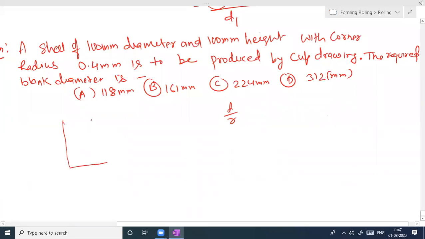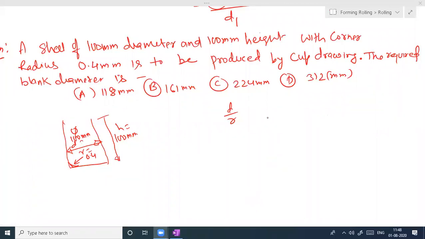So you are going to make a cup. This is your 100 mm diameter, and the height is how much? 100 mm. This is H, this is D, and the corner radius is 0.4 R. So this is the answer. 224.